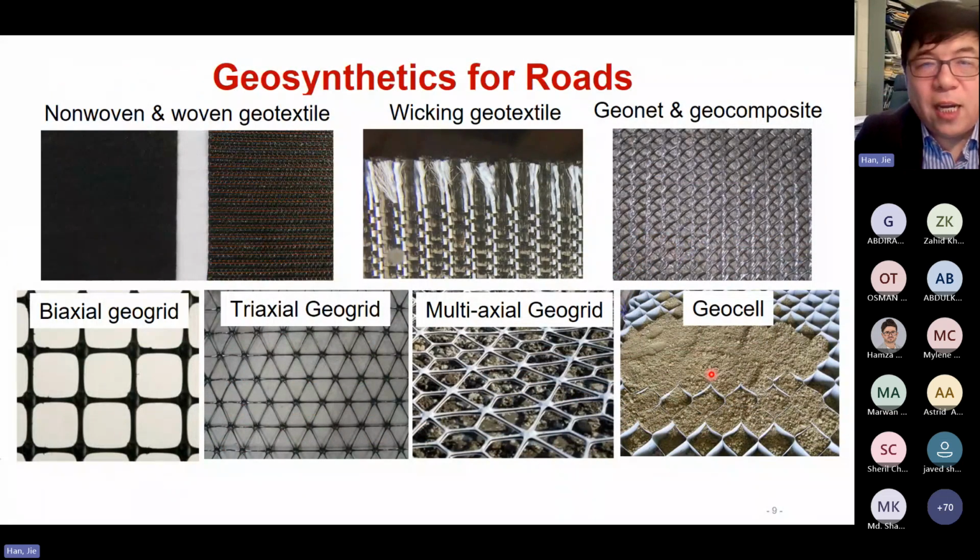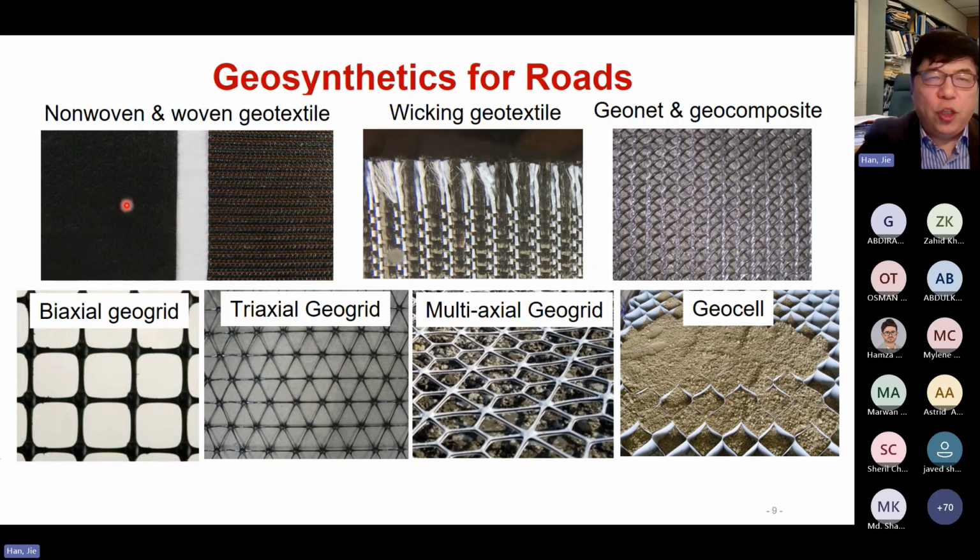Okay, now let's move on to talk about geosynthetics. And geosynthetics, there's many different types. As you know, geosynthetics are manufactured products, polymer materials. And I've been working on geosynthetics for many years, especially for roadway applications, retaining wall applications, and embankment applications. So here I show different types of geosynthetics.